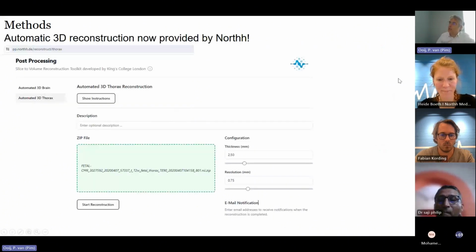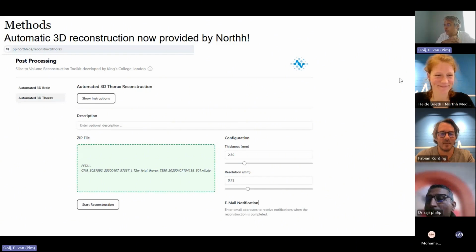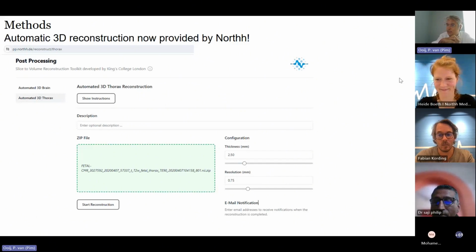And even better, thanks to the people at North, mainly Kai, he developed a browser version of this very elaborate and complex reconstruction methodology. And now this is easy as pie. You just drag in your data sets. You choose your slice thickness, you choose your resolution, you choose if you want to get an email after the reconstruction is done, and then you click Start Reconstruction.